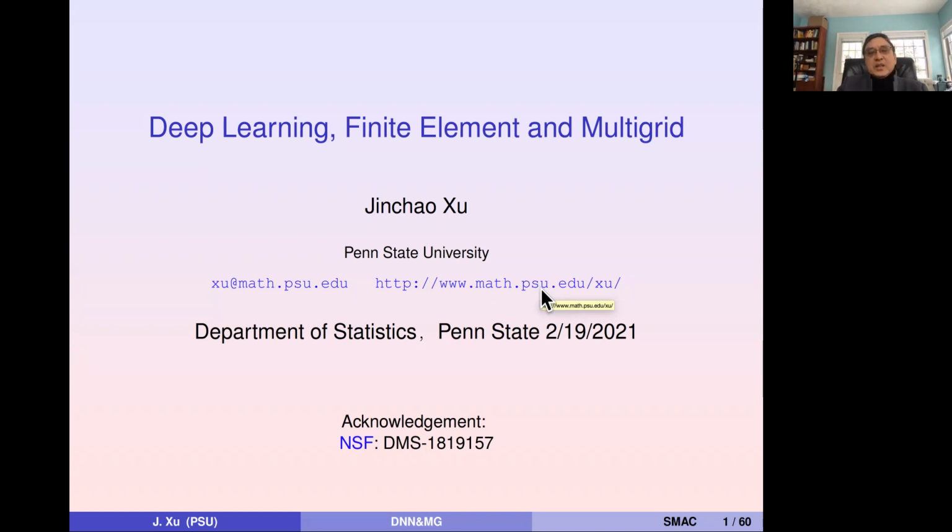So today I'm going to talk about my approach to deep learning, some aspects of it, through something I know very well, like finite element and multigrid. Hopefully this gives a little bit of a different perspective on how deep neural networks and deep learning work.